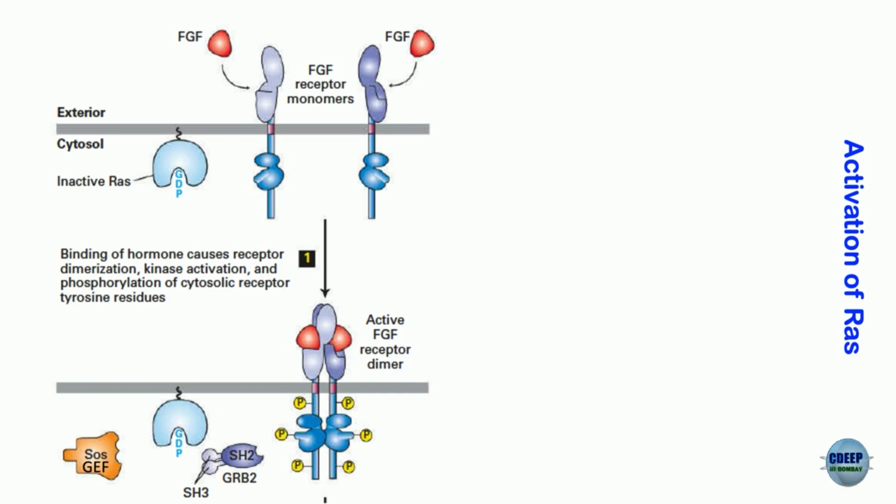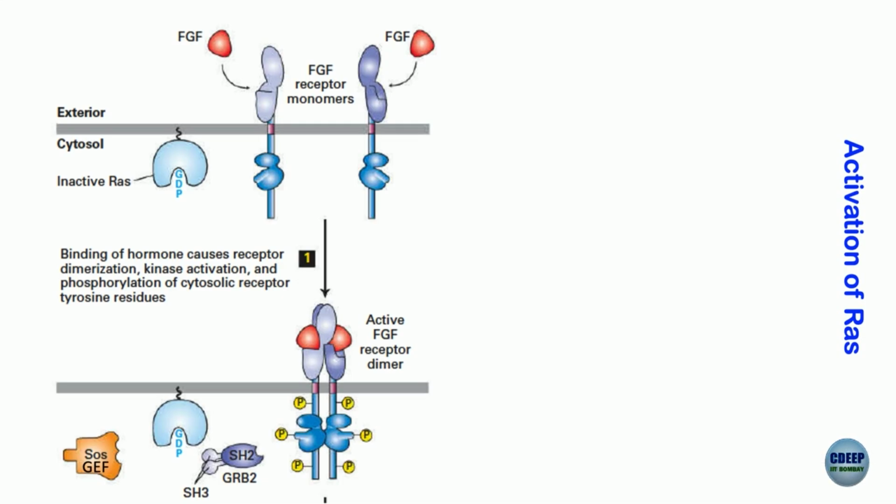When the pathway is inactive, your RAS is membrane bound, but it is bound with GDP, right? Inactive RAS. Now you have fibroblast growth factor receptor next to it.